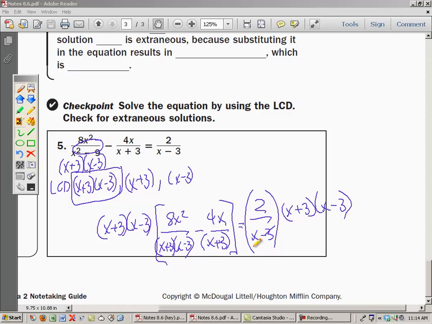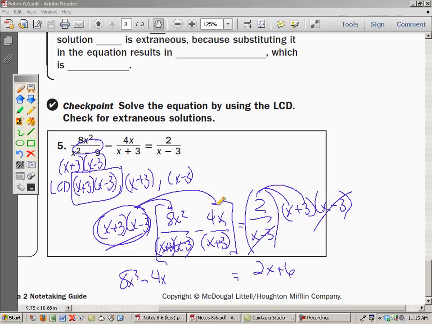The right side's easy. The x minus 3 cancel. I'm left with 2 times x plus 3, and if I distribute, this becomes 2x plus 6 on the right side. On the left side, when I multiply this product by the first term, these cancel with all of that, and I'm left with simply 8x squared. In the second term, I have minus 4x, and when I distribute, the x plus 3 here cancels with the x plus 3 here, and I'm left with minus 4x times x minus 3.